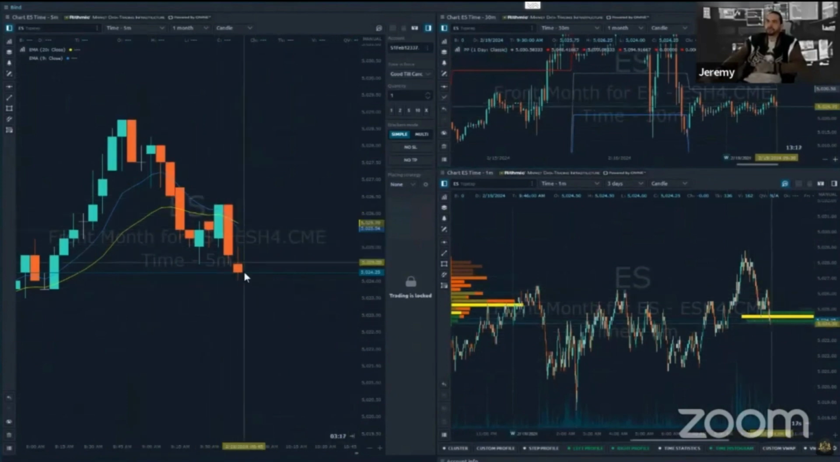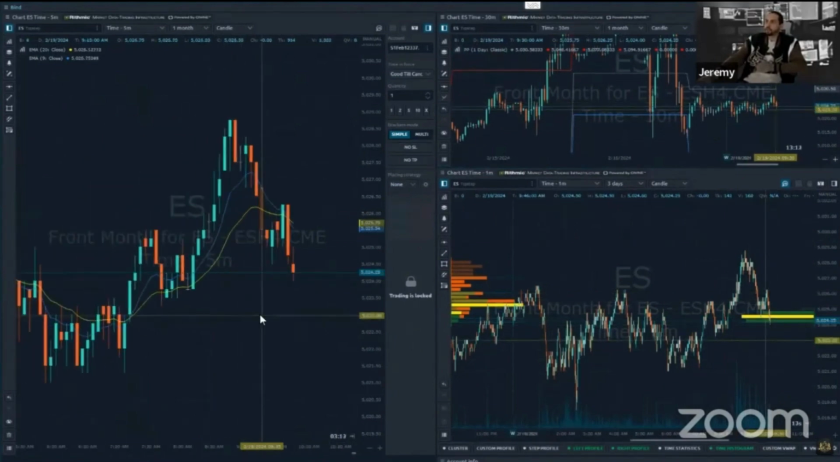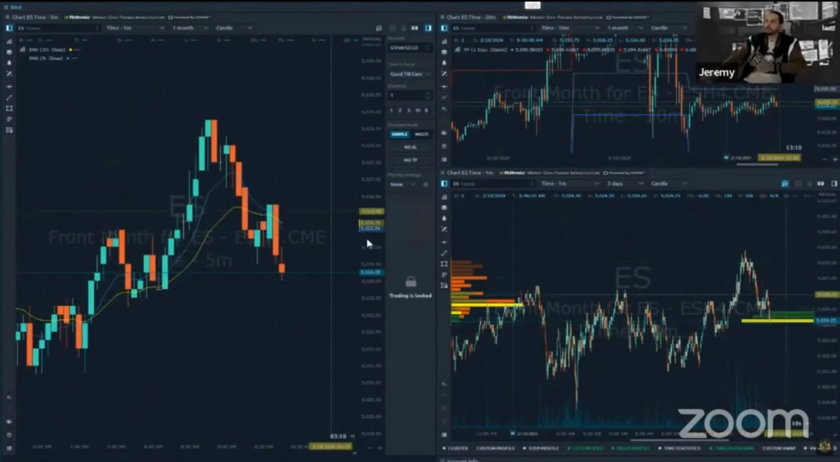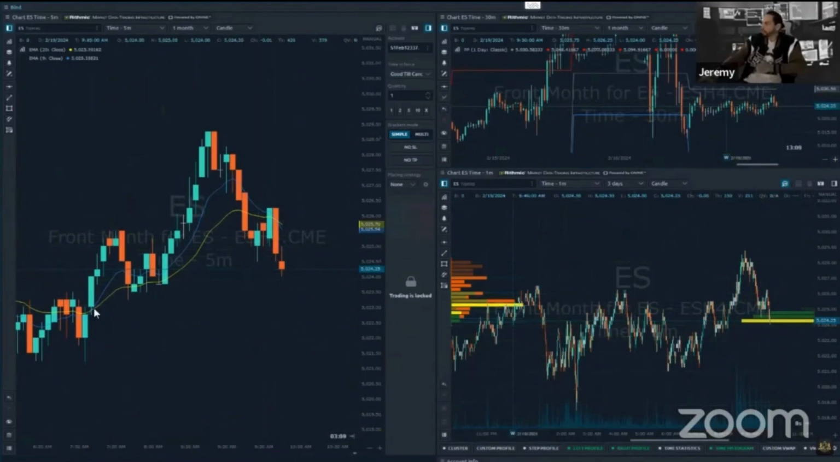That would have been a beautiful short right here. We could have taken that 9 and 20 cross, rejection, push down. Yeah, nice head and shoulders. See what happens. But yeah, so that's my TopSTEP chart.